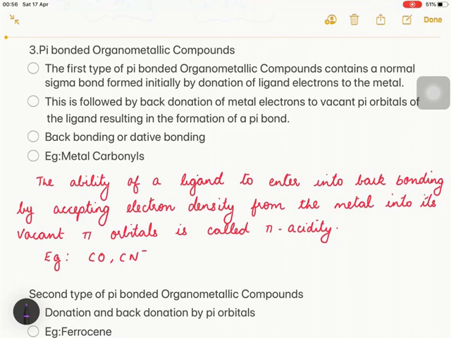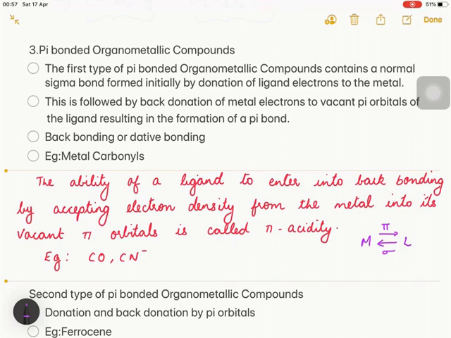The first type of pi bonded organometallic compounds contains a normal sigma bond formed initially by donation of ligand electrons to the metal, and this is followed by back donation of metal electrons to the vacant pi orbital of the ligand, resulting in the formation of a pi bond.